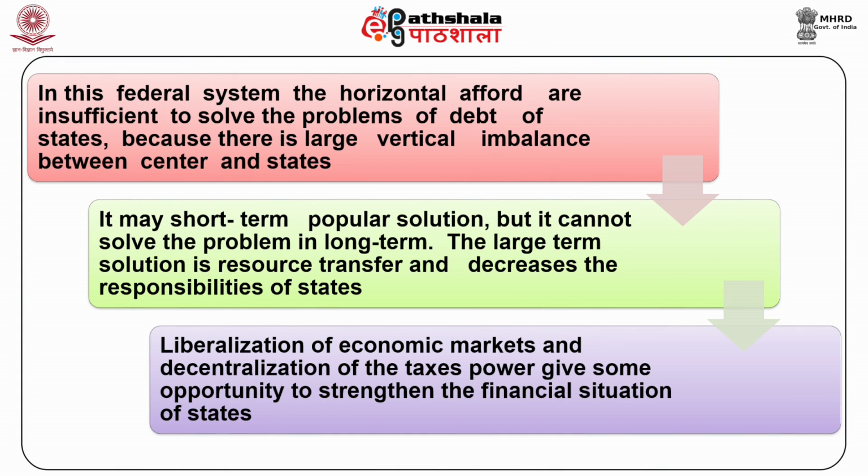In this federal system, the horizontal efforts are insufficient to solve the problems of debt of states, because there is a large vertical imbalance between center and states. It may be a short-term popular solution, but it cannot solve the problem in the long term. The long-term solution is resource transfer and decreasing the responsibilities of states. Liberalization of economic markets and decentralization of tax powers give some opportunity to strengthen the financial situation of states.